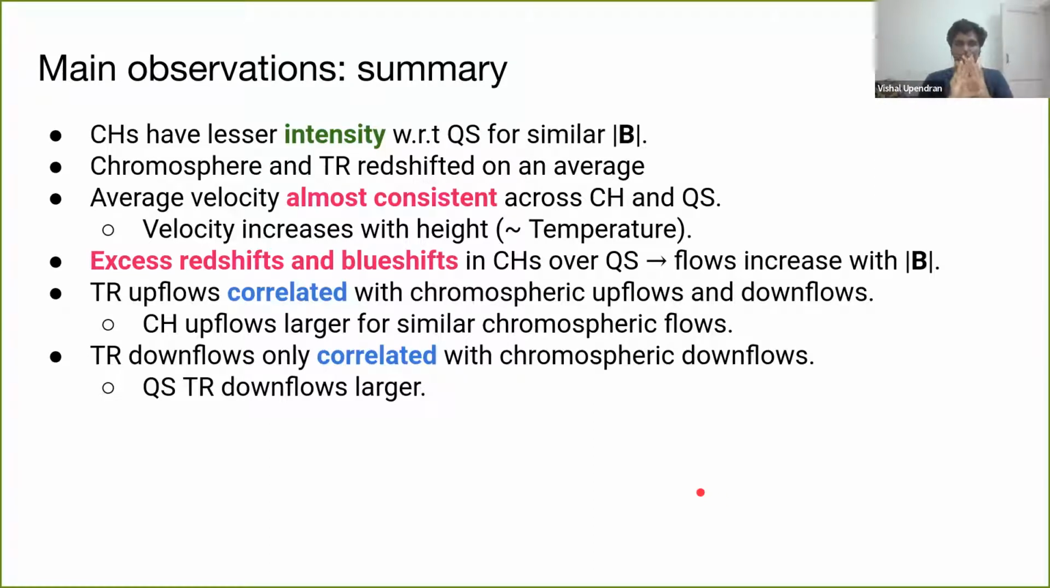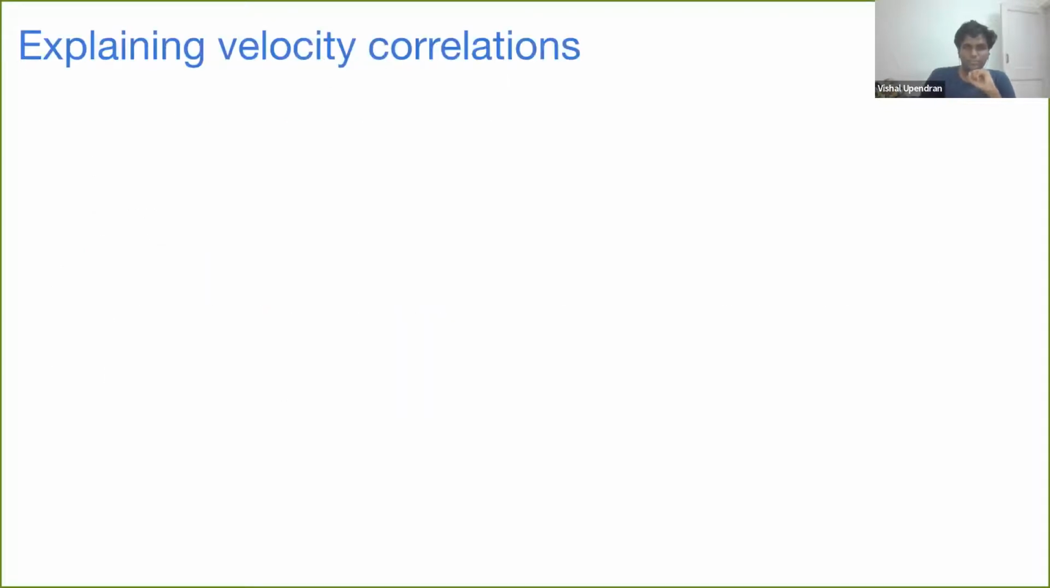So these are the three main results. If you can see the three colors, there are three main results we have. We have the intensity result, we have the cross correlation result, and we have the velocity variation with the magnetic field result. So we seek to explain these three results. First, the cross correlation results.